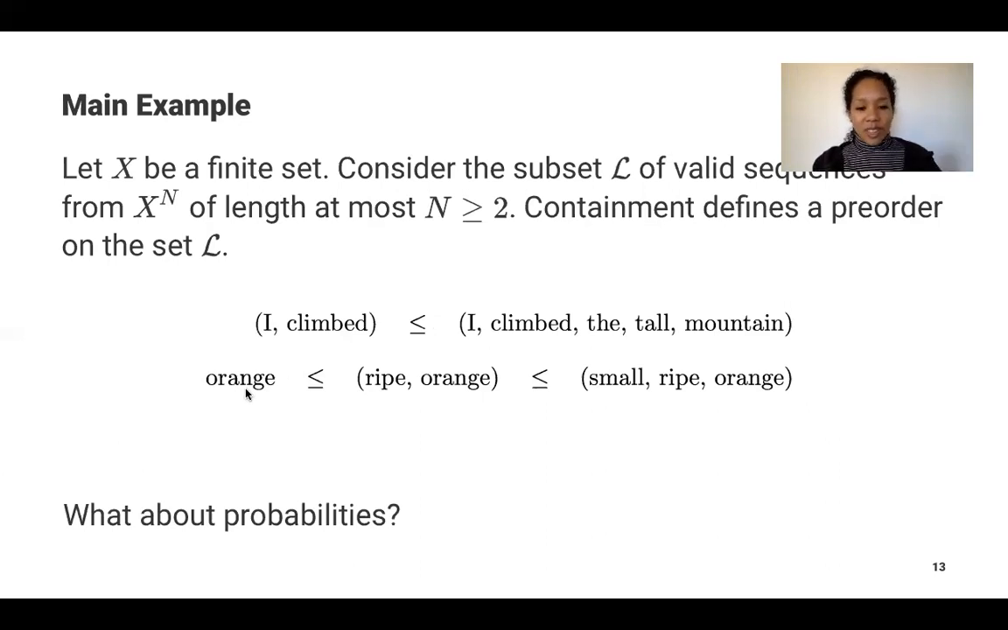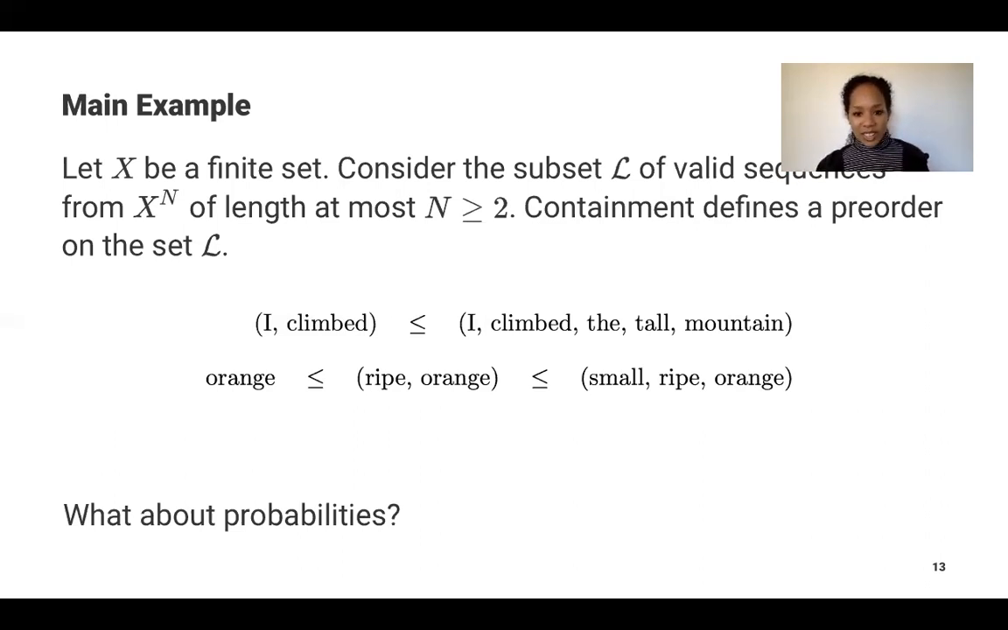Or, if I think back to that colorful network involving the word orange, I can have something like orange sits inside ripe orange, which sits inside small ripe orange. Now, it's easy to check then that this defines a pre-order on this set of sequences. So this is a perfectly good example of a category. And in fact, it is the category that I had in that colorful picture a few slides ago.